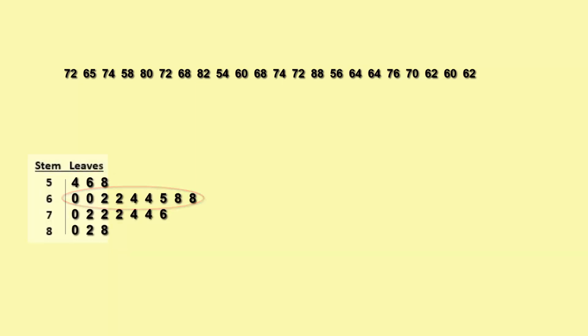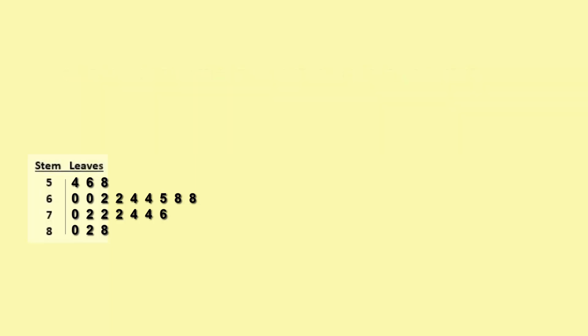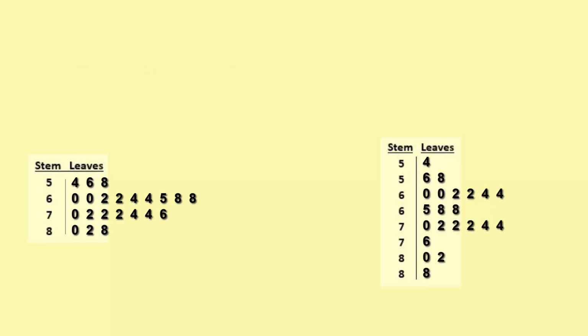Usually, we prefer having at least 5 stems in order to get a better picture of the shape of the distribution. So in this case, with only 4 stems, the 50s, 60s, 70s, and 80s, we could split the stems. Within each stem, the leaves from 0 to 4 remain in the lower half of stem values, and the leaves from 5 through 9 move to a second split stem. Compare the same data represented on the left by a stem plot, and on the right by a split stem plot.